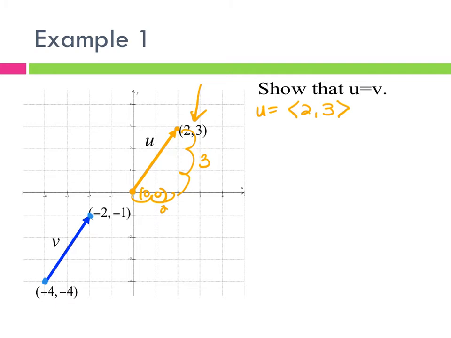Wait, why do they label it U if that's one of our variables?